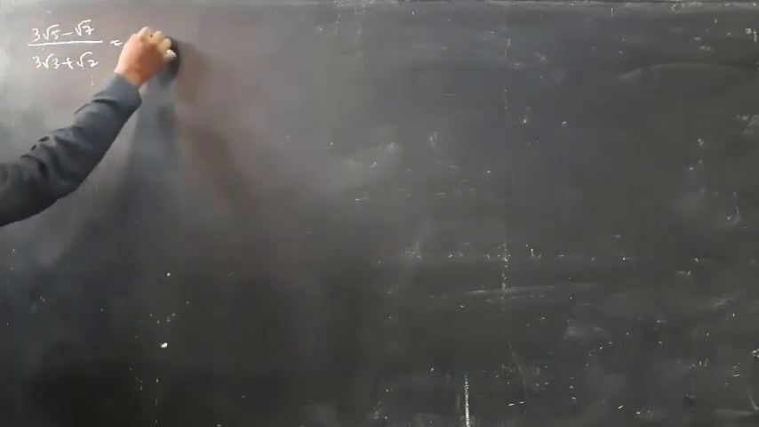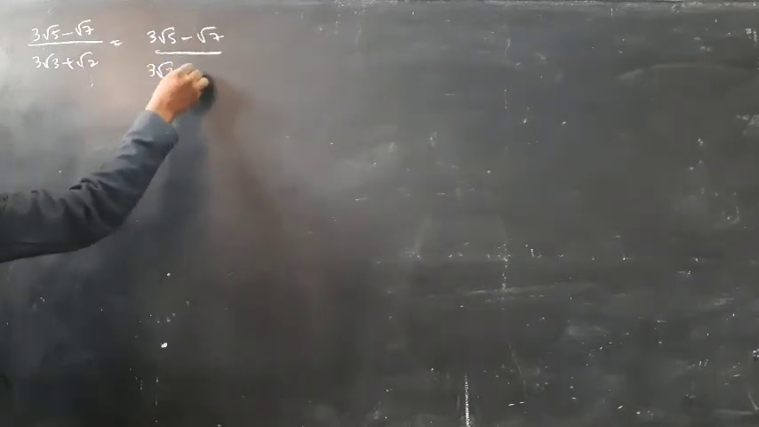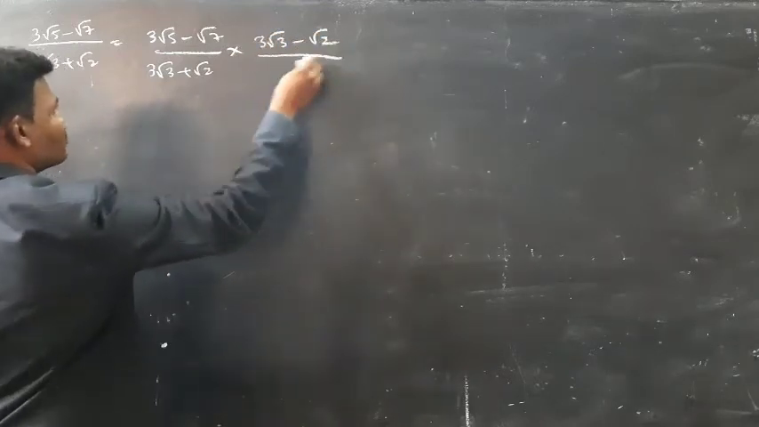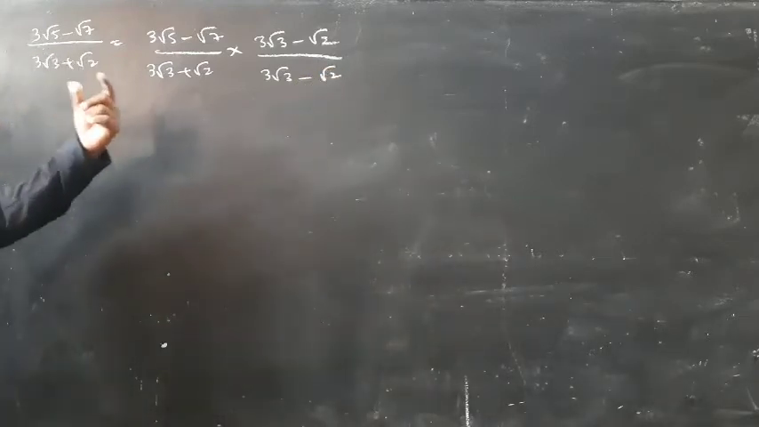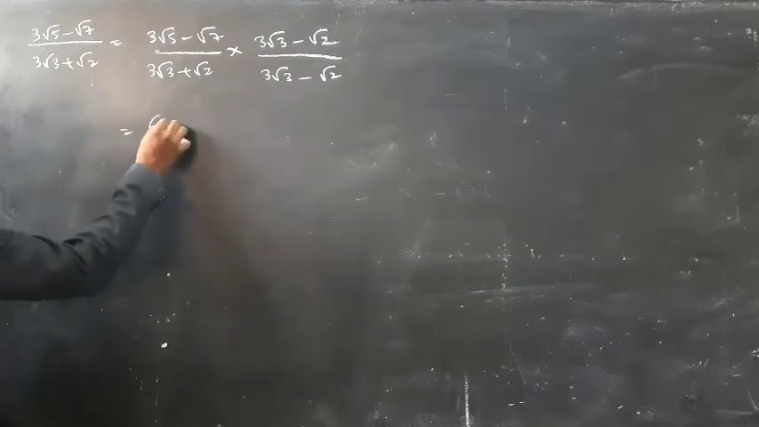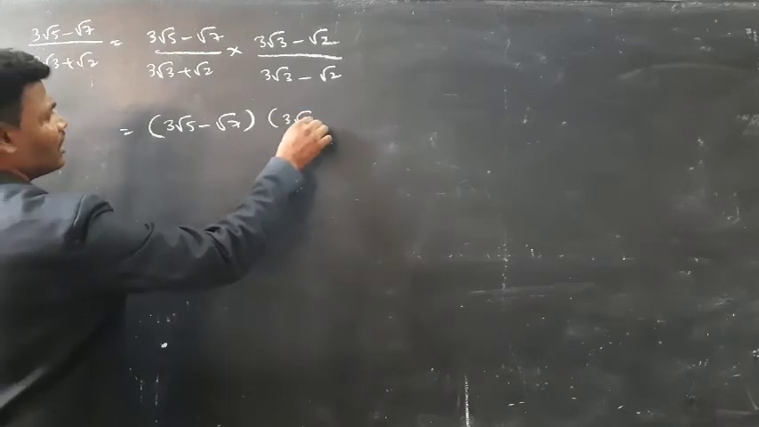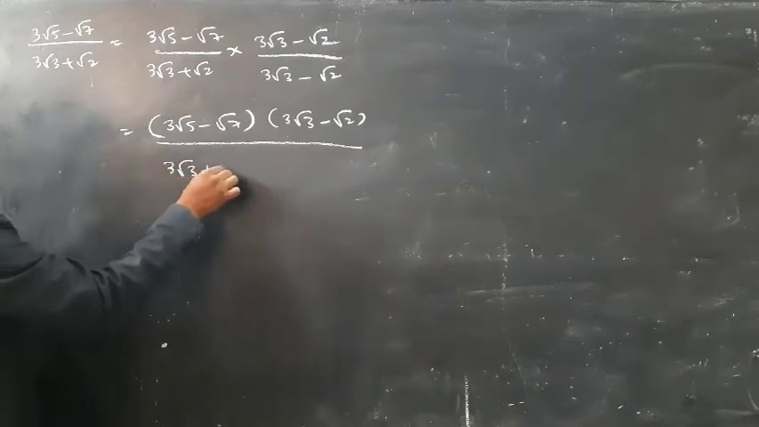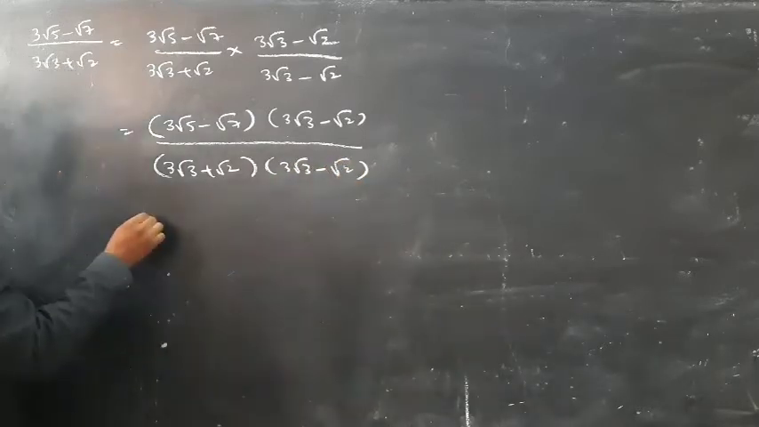Now (3√5 − √7) by (3√3 + √2) is equal to (3√5 − √7) by (3√3 + √2), multiplied by (3√3 − √2) by (3√3 − √2). Now multiply the numerators and multiply the denominators. What are the numerators here? (3√5 − √7) into (3√3 − √2), by (3√3 + √2) into (3√3 − √2).